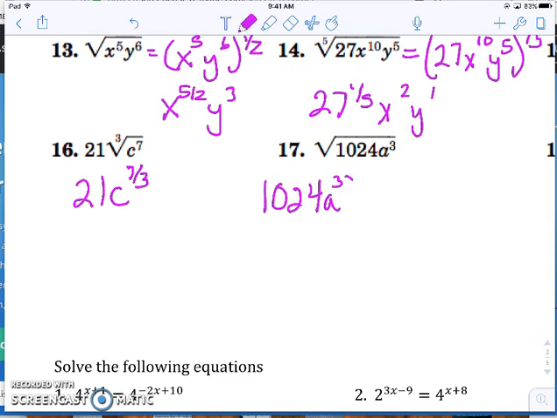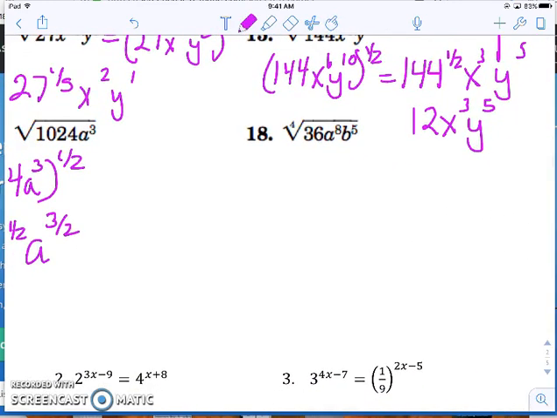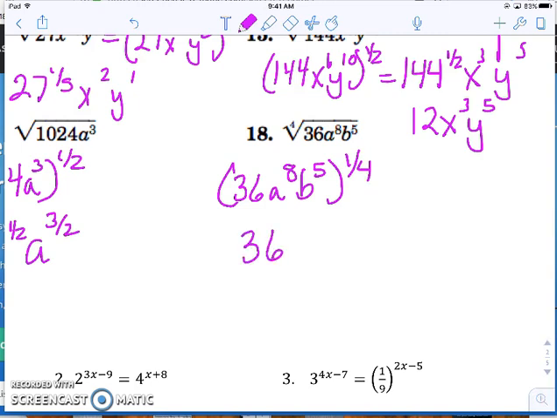1024a to the 3rd to the half, so if we distribute 1024 to the half, a to the 3/2. 4th root, so this becomes 36a to the 8th, b to the 5th to the 1/4. Distribute 36 to the 1/4. 8 times 1/4 is 2, b to the 5/4.